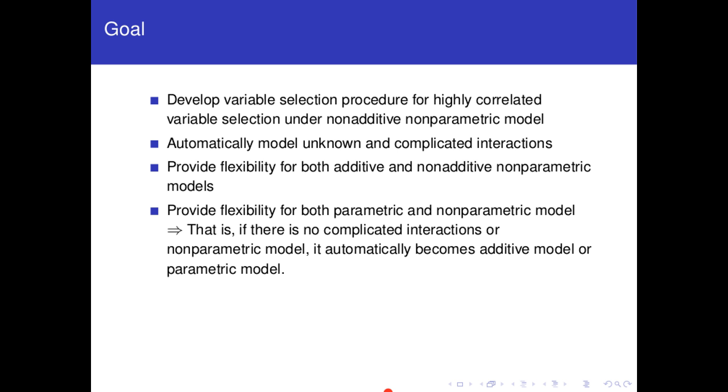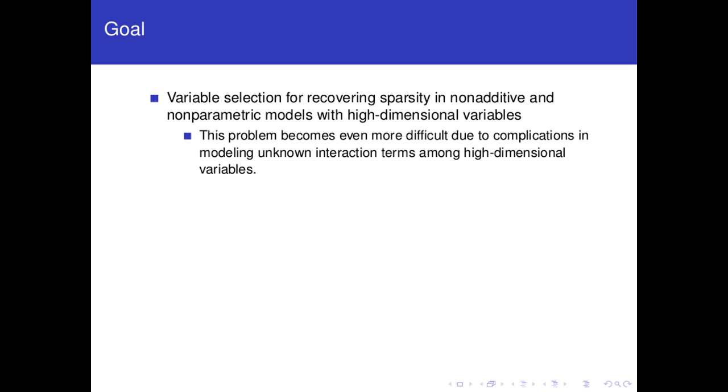So our goal is to develop a variable selection procedure for highly correlated variables under a non-additive nonparametric model. We also would like to automatically model unknown and complicated interactions. We can also provide flexibility for both additive and non-additive nonparametric models. We want to provide flexibility for both parametric and nonparametric models. This means if there is no complicated interaction or nonparametric structure, our model automatically becomes an additive model or parametric model. We also would like to make our variable selection method recover sparsity in non-additive and nonparametric models with high-dimensional variables. This problem becomes even more complicated because of the unknown interactions among high-dimensional variables.